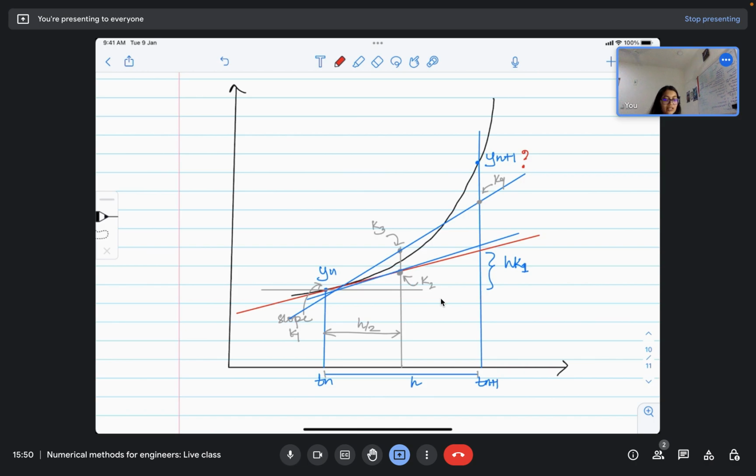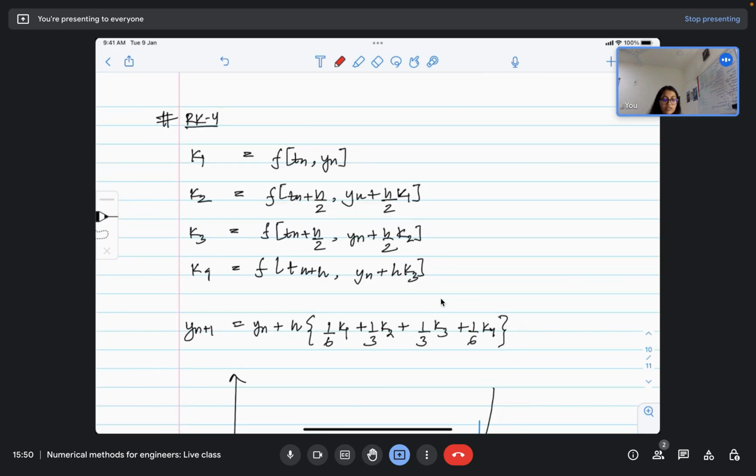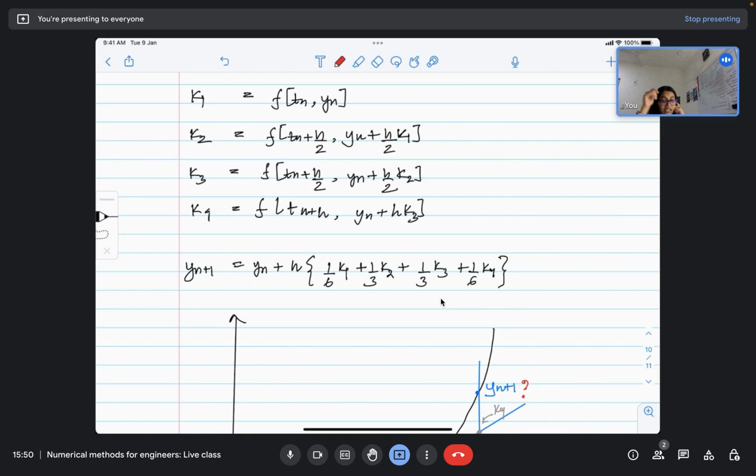Similarly, RK4, that is the fourth order method, is called so because the slope is computed at four different points, and a weighted average of these slopes is taken in order to compute the final slope between these two points, yn and yn plus 1. So let's try and understand how exactly these four slopes are being computed. K1, the first slope, is always the slope of the function where we know the values, that is yn and tn.